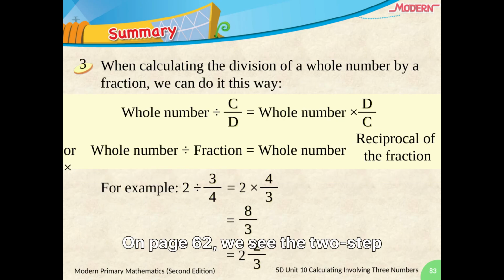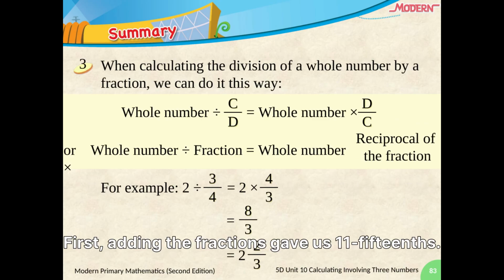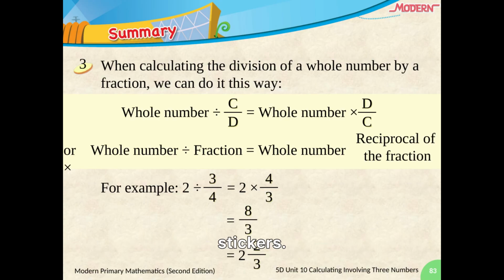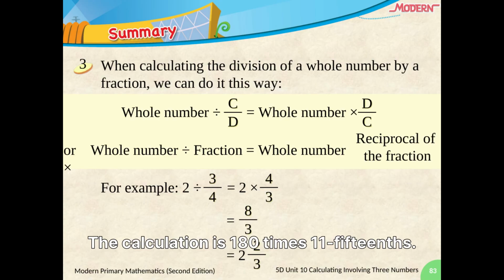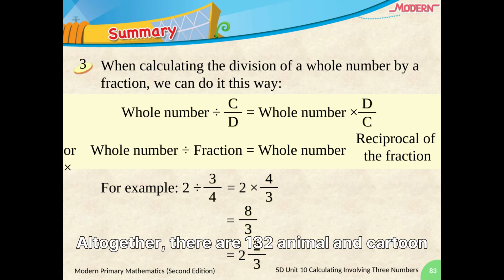On page 62, we see the two-step solution. First, adding the fractions gave us 11/15. Now we find 11/15 of our 180 stickers. The calculation is 180 times 11/15. Simplify. 180 divided by 15 is 12. Now we just multiply 12 by 11 to get 132. Altogether, there are 132 animal and cartoon stickers.